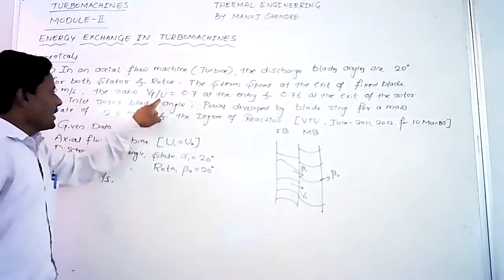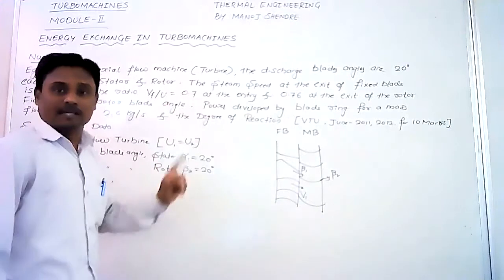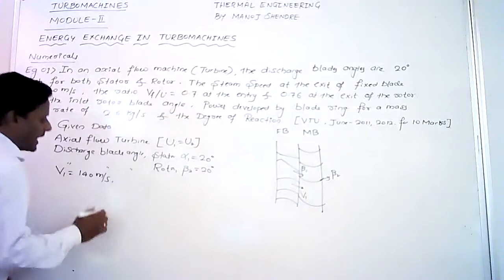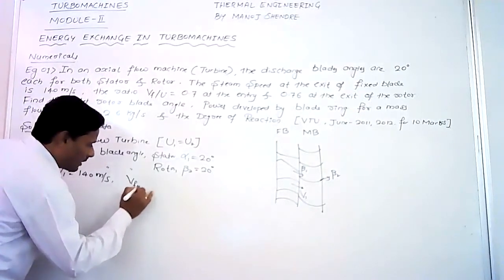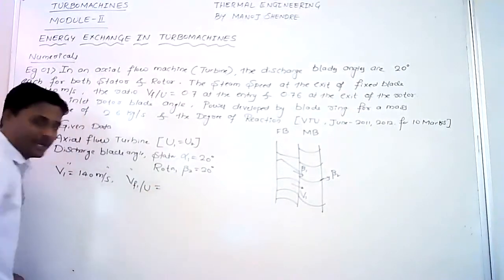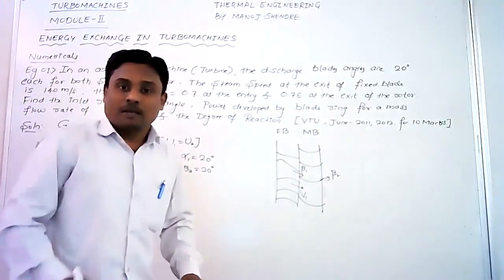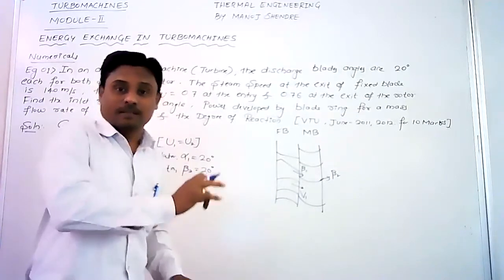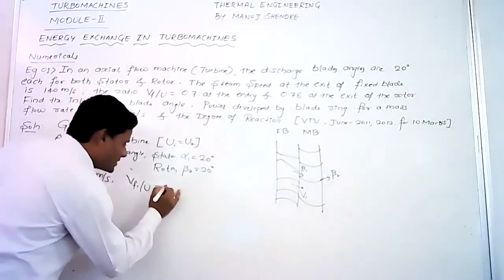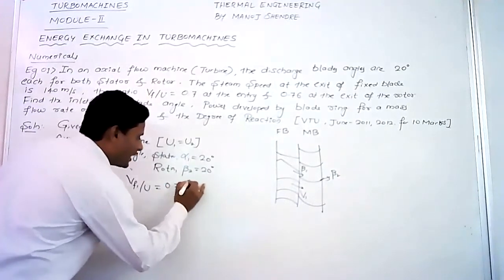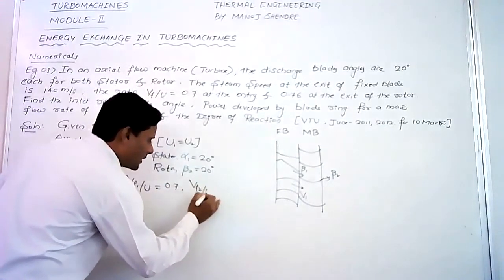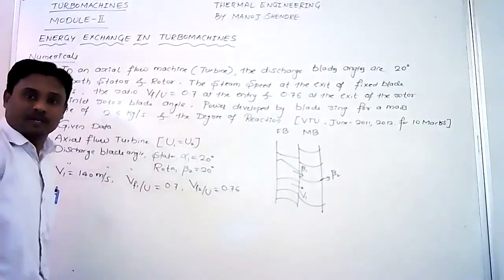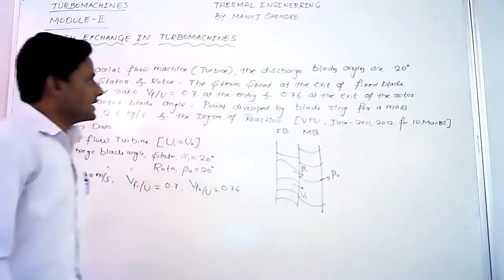Now the ratio Vf divided by U is 0.7 at the entry and 0.76 at the exit of the rotor. So at the entry, Vf1 divided by U, where Vf1 stands for the flow velocity component at the inlet, is 0.7. And Vf2 divided by U is 0.76 at the exit.